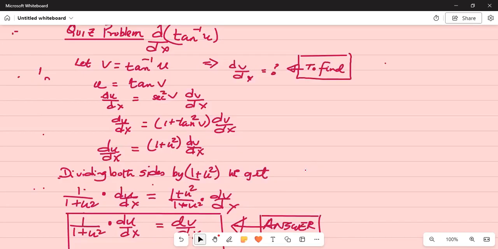Remember, our goal is to find dv over dx, the derivative of v with respect to x. So we divide both sides by 1 plus u square, and hence we get dv by dx is equal to du dx times 1 over 1 plus u square.